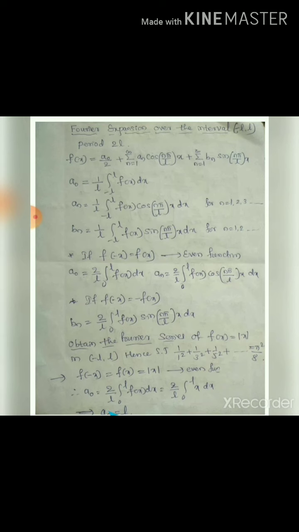Therefore, it is an even function, so you have to calculate a naught and a n only. b n is 0 here. Therefore, a naught equal to 2 by L integration 0 to L f of x dx. Then 2 by L integration 0 to L, fill the value of f of x, which is x here, because in the positive range of integration mod x value is x only. After simplifying this integration, a naught you will get is L.